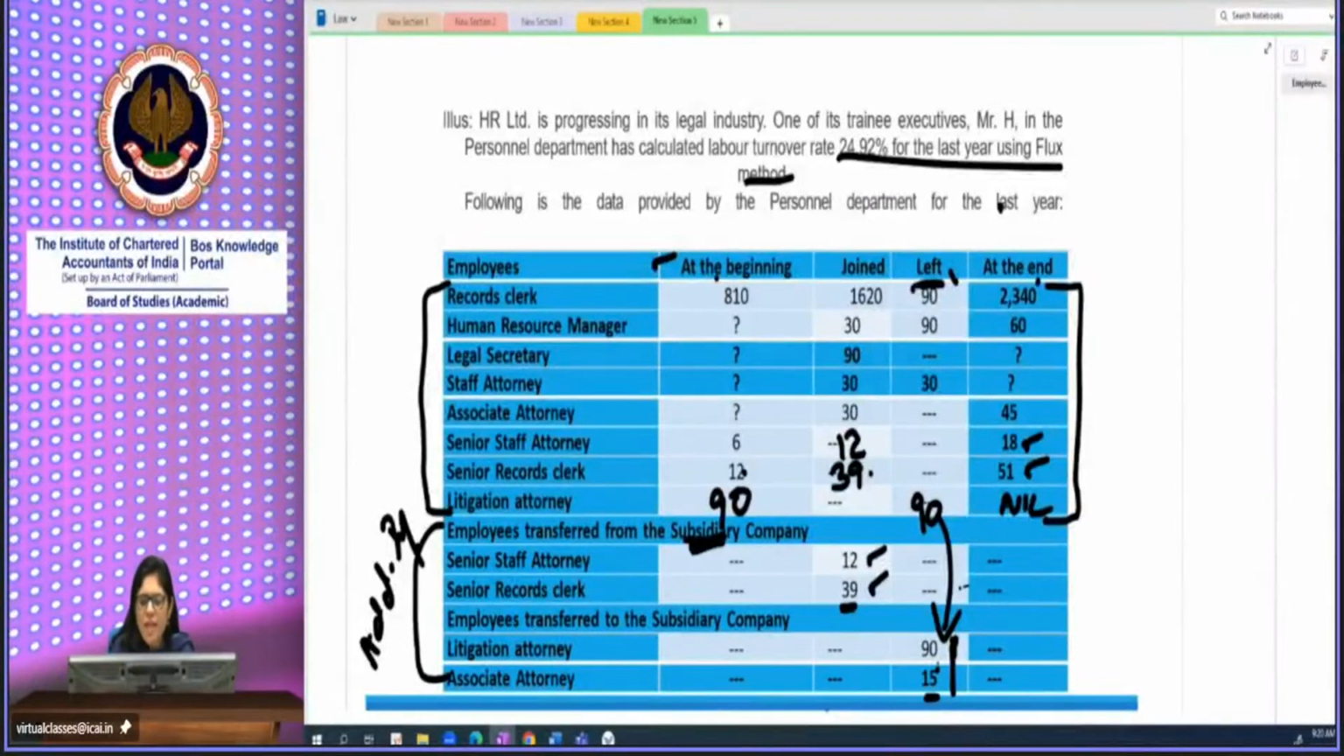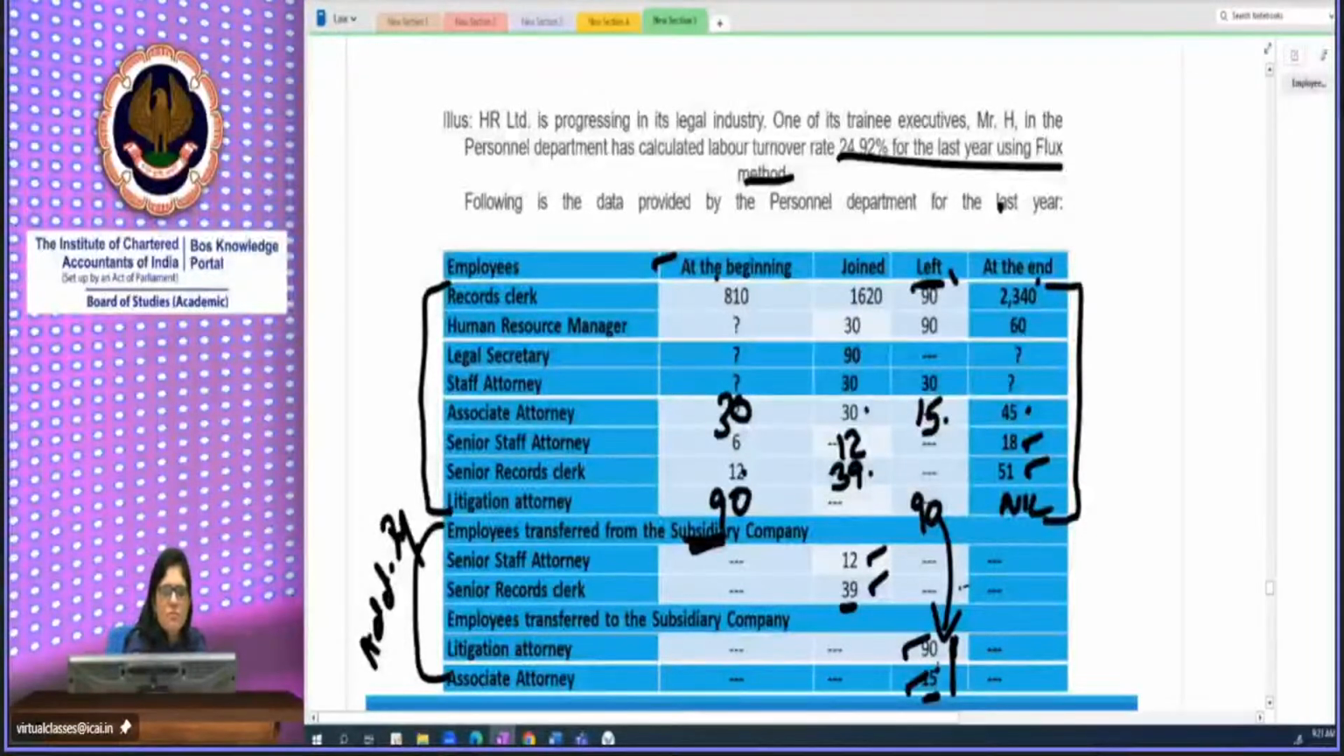Now coming to associate attorney, 15 have left. That means 15 have been transferred to the subsidiary company. And joined is 30. At the end of the year, the number is 45. We are just trying to figure out the missing figure. That means 45 at the end, 15 have left, 30 have joined. So initial it has to be 30. So 30 plus 30, 60 minus 15 is 45. So this also we have taken care of.